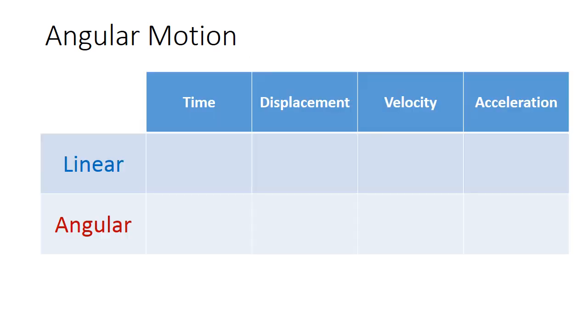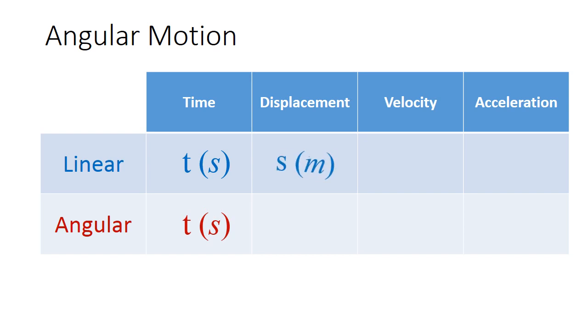So now that we have a clear understanding of what angular motion is all about, I think it's a good time for us to do a quick comparison of the different representations used to describe the quantities in linear and angular kinematics. So for time, linear, we are using t with seconds as its unit, and this is the same for angular.